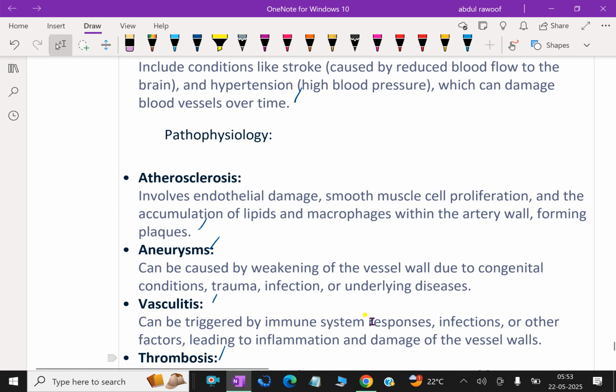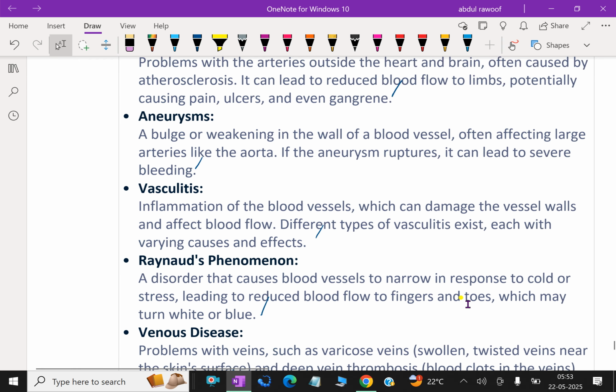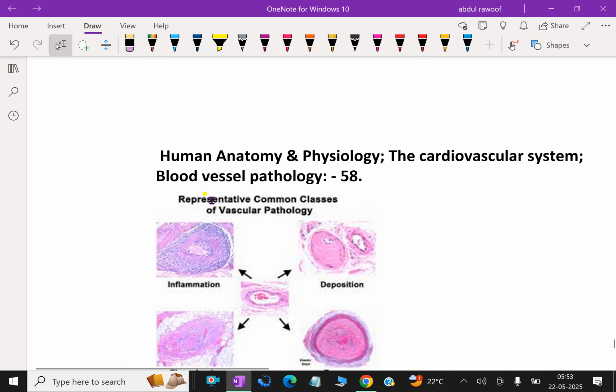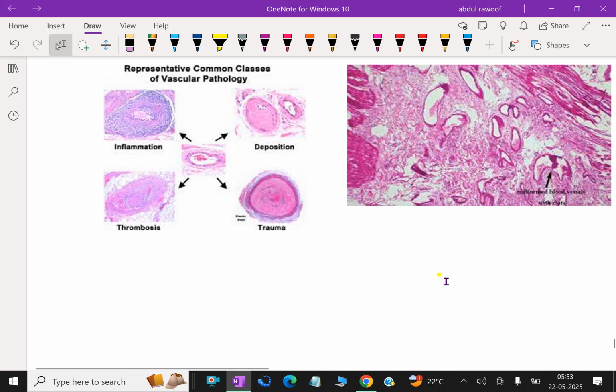So far, we discussed a little about blood vessel pathology. We have done.